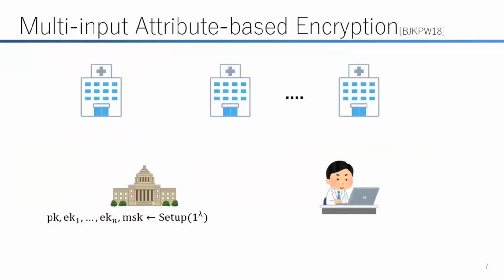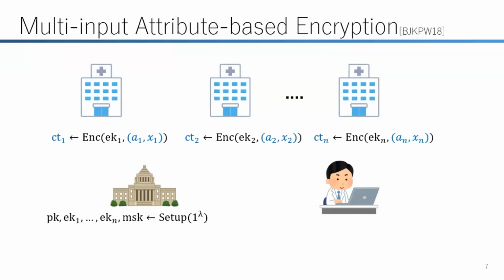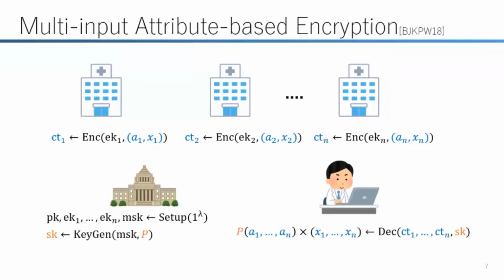And recently, the notion of multi-input attribute-based encryption was also introduced, which is also considered in the line of the latter works. The syntax is the same as MIFE, except that the encryption algorithm takes an attribute in addition to plaintext, and the secret key is associated with a predicate P instead of function f. Decryption of the ciphertexts and secret key outputs the entire x1 to xn if and only if the predicate is satisfied.